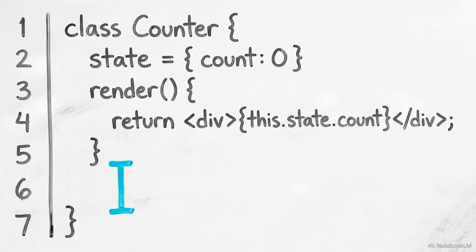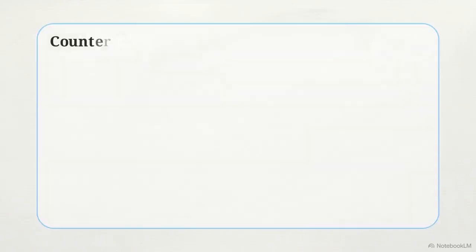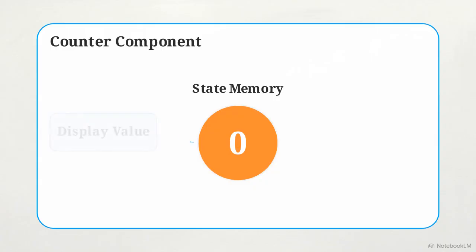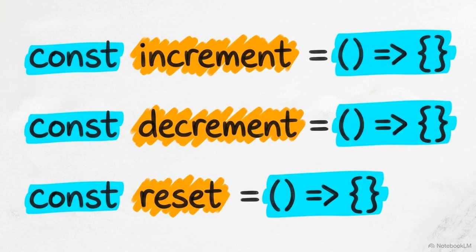With the tool imported, we can declare our stateful variable directly inside our component function. This array destructuring returns two elements. First, count is the stateful variable holding our numerical data. Second is setCount, the dedicated setter function used to update count. Finally, the 0 passed into useState sets our starting state, so the counter begins at 0. This declaration gives your component a memory, providing a current value to display, and a dedicated path to modify that data whenever you need.